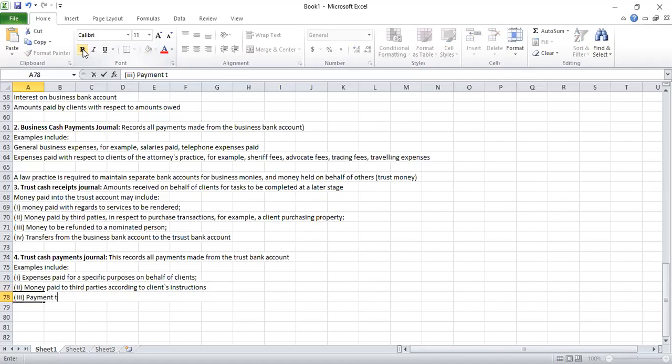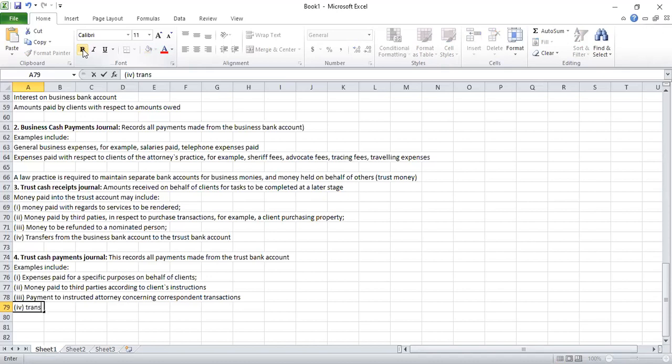Payments to instructed attorney, concerning correspondent transactions. Right, if a law practitioner has got a case in another province where he doesn't have the jurisdiction to represent the client, he can talk to another practitioner in that province to act on behalf of his client. So any payments that have to be made, as long as the client has got money in the bank account, then it has to be recorded in the trust cash payments.